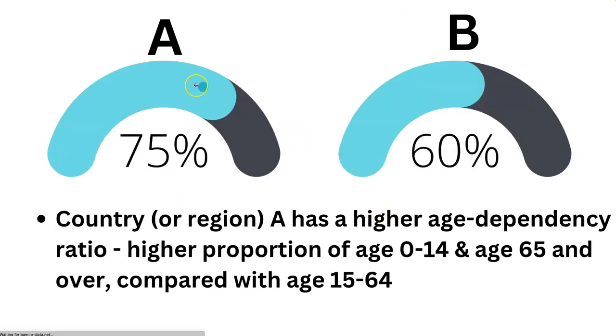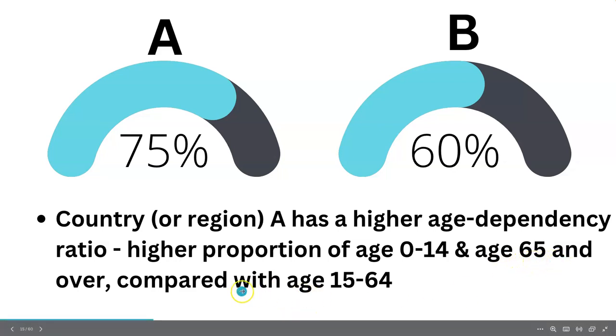For example, country A and country B: country A would have a 75% age dependency ratio compared with the 60% of country B. This is not very realistic, but anyway, we can say that 75% would mean a higher proportion of those aged 0 through 14 and 65 or older compared with the economically independent group aged from 15 through 64.